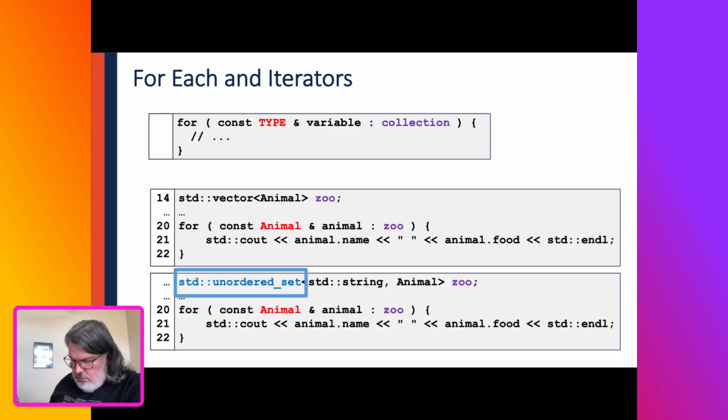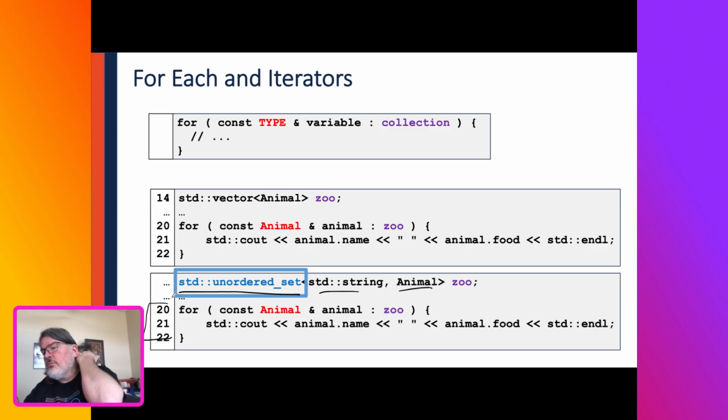But it turns out there's also a data structure in the standard called an unordered set. And here, I have an unordered set of strings to animals. And do you know how I get at it? I do the loop and go through. And in fact, everything in the STL implements an iterator interface.